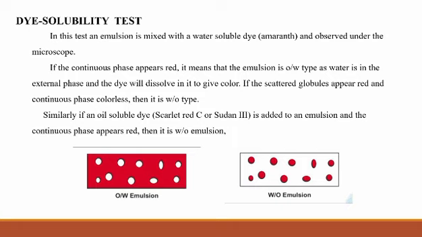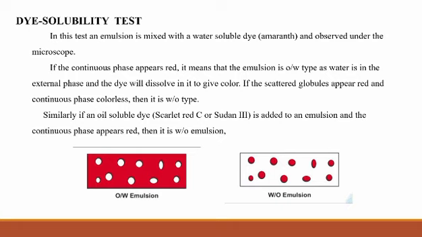When we add the scarlet red to the emulsion and observe it under the microscope, we can easily find that if the continuous phase appears red in color, it is a water in oil emulsion, because we know that oil soluble dyes are soluble only in the oils.